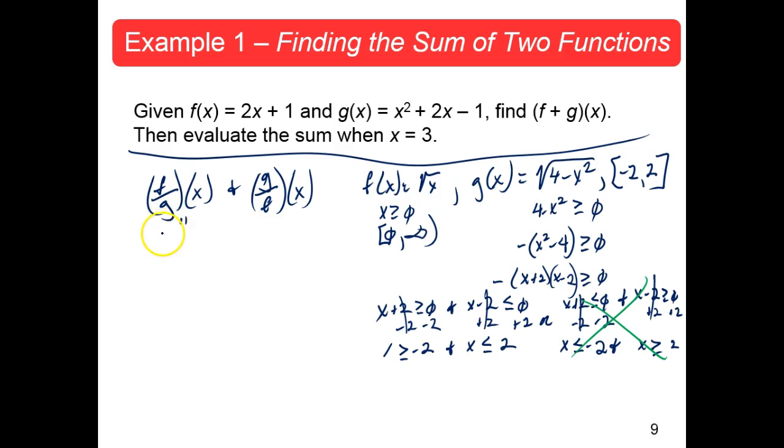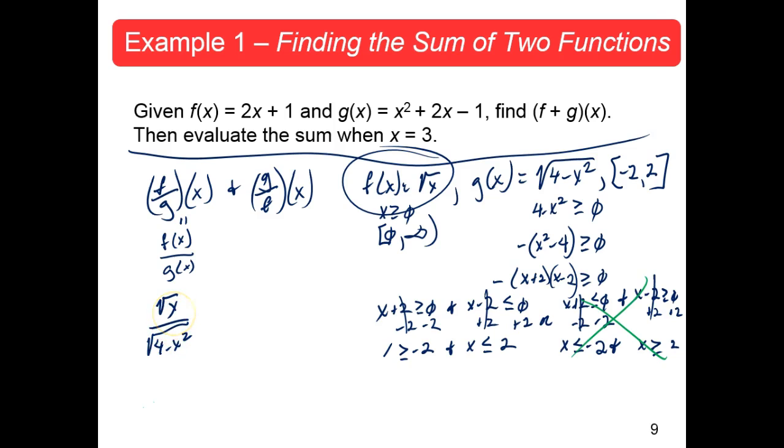It's pretty simple. f of x divided by g of x, right? Okay, now let's plug that in. What's your f of x? Square root of x divided by 4 minus x squared. Okay?